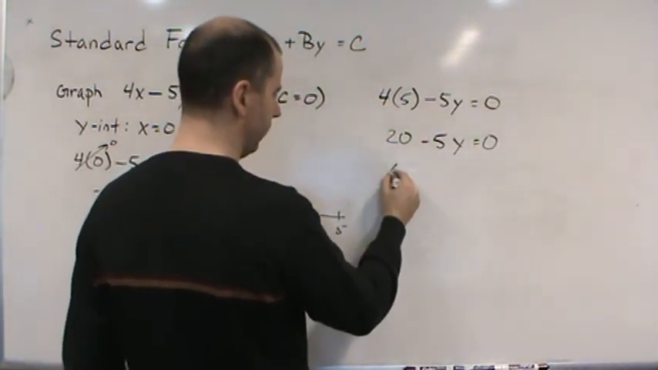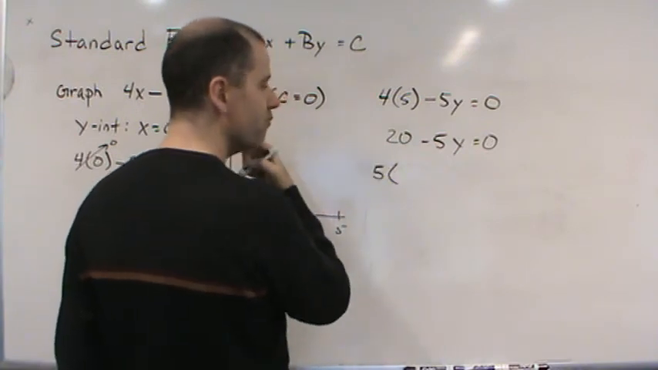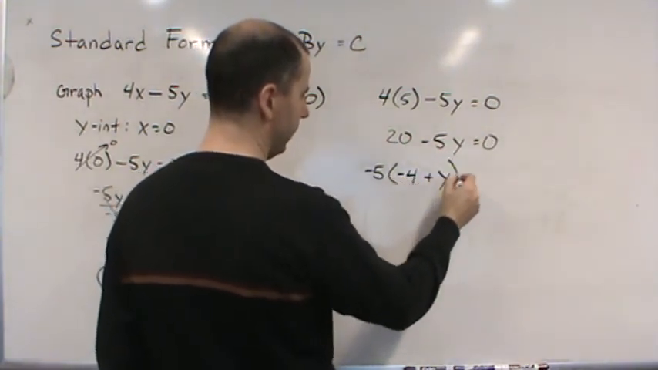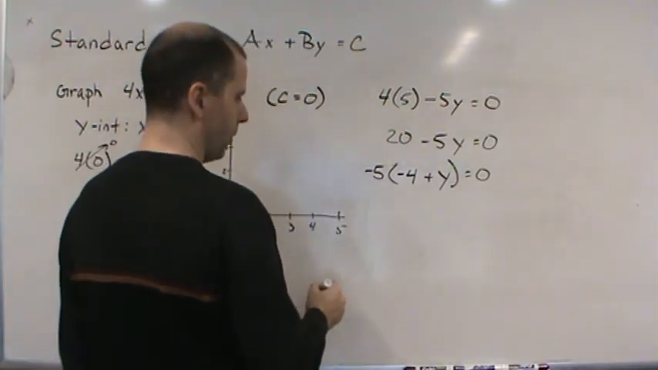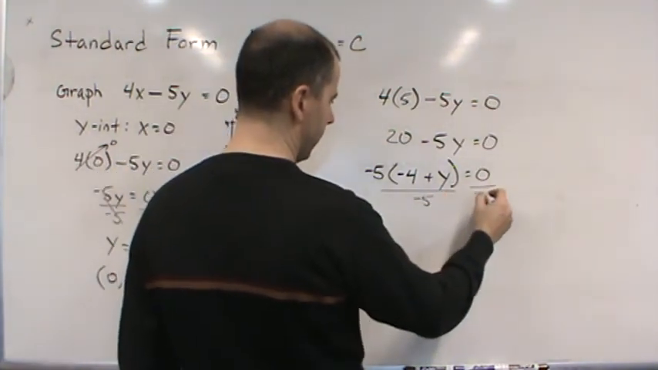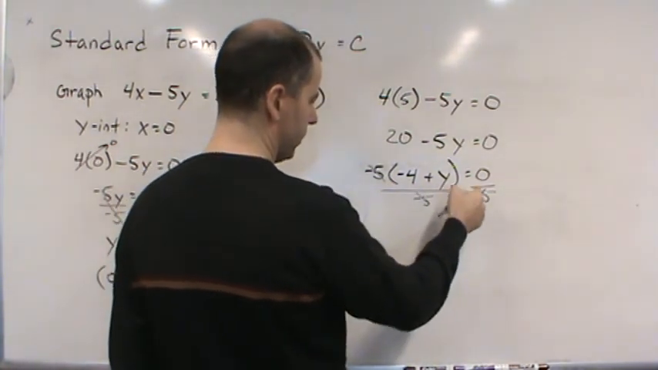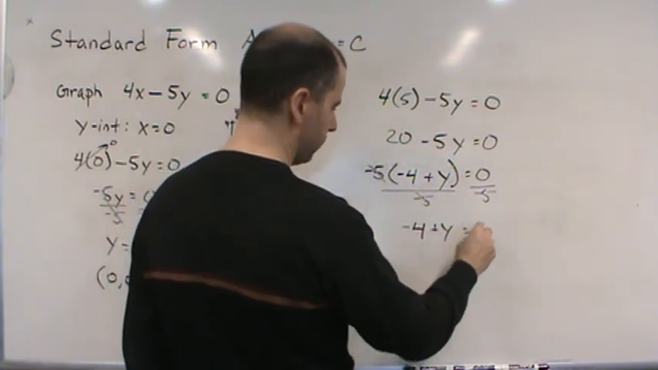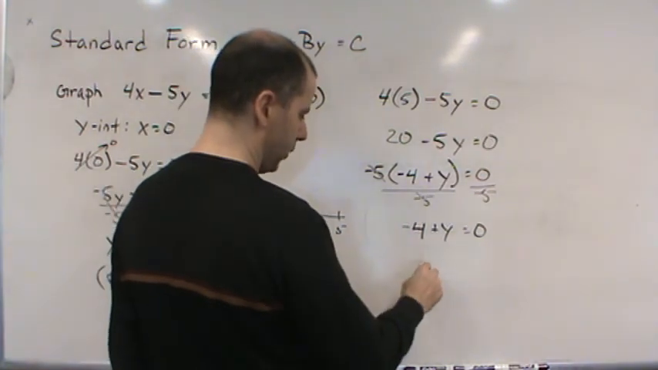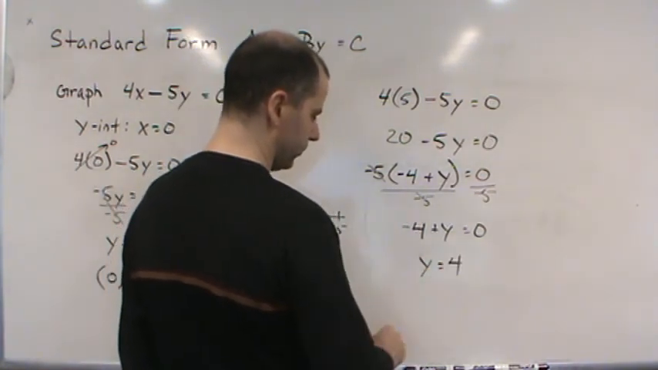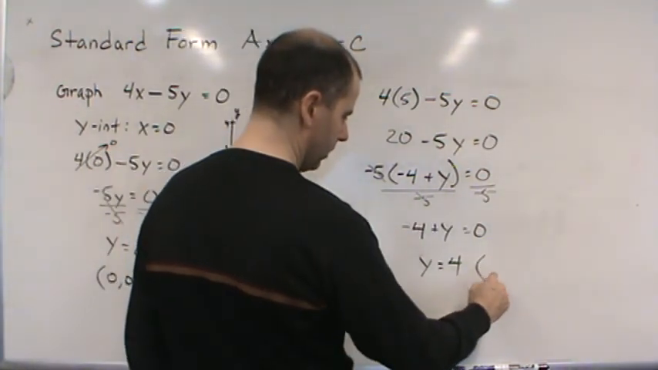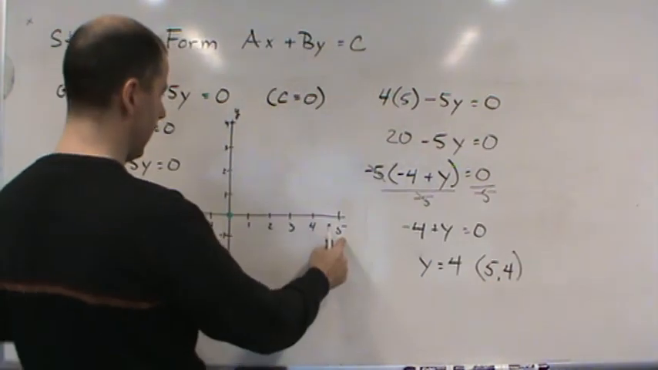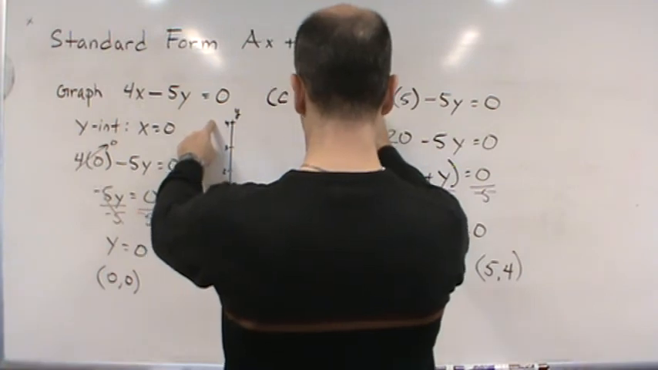We can factor out a 5 here. Let's factor out a negative 5. So that'll be negative 5 times negative 4 plus y equals 0. If we divide both sides by negative 5, the negative 5 goes away because 0 divided by negative 5 is still 0. So now it becomes negative 4 plus y equals 0. Now I just add 4 to both sides, and I get y equals 4. And so the point that I'm going to plot is 5, 4.